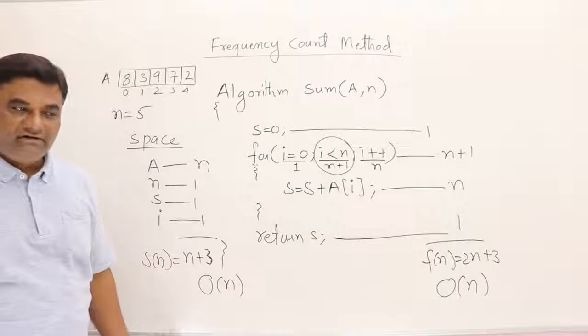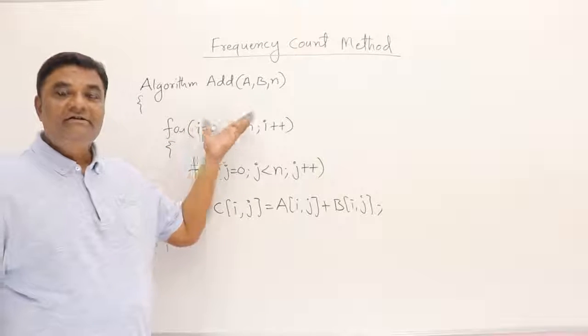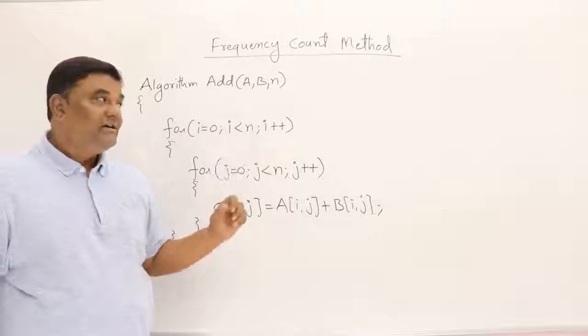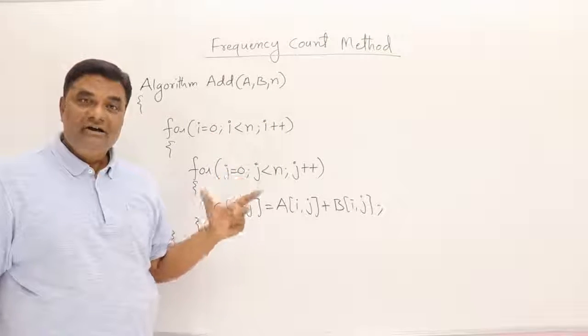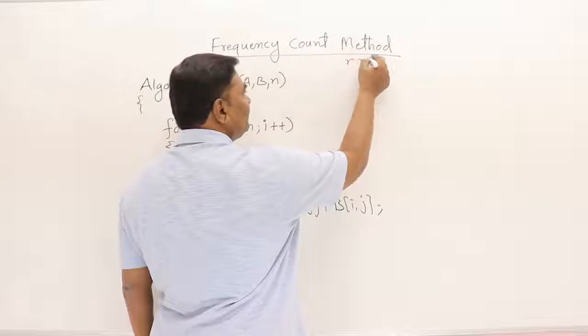Now, the next algorithm is for finding the sum of two matrices. A and B are square matrices of dimension n cross n.